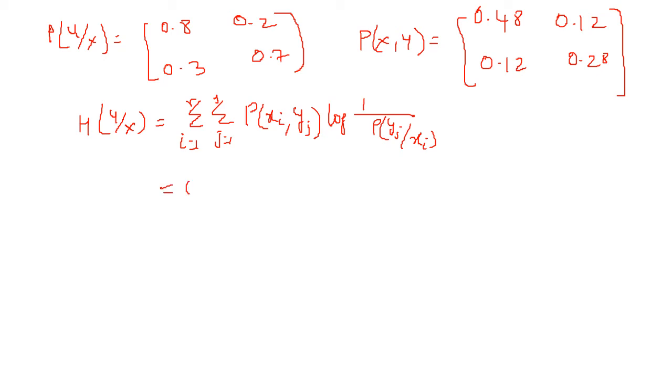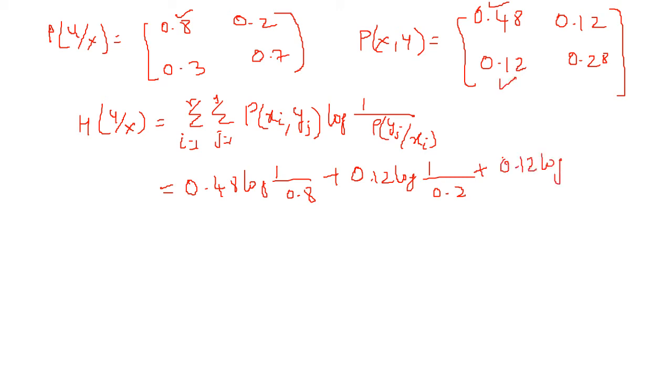So you can write it as 0.48, that is this element, into log of 1 by 0.8, plus 0.12, that is the second element, 0.12 into log of 1 by 0.2, plus this element 0.12 into log of 1 by 0.3, plus the last term 0.28 into log of 1 by 0.7. So after substitution, you are going to get H(Y/X), which is equal to 0.7855 bits per symbol.